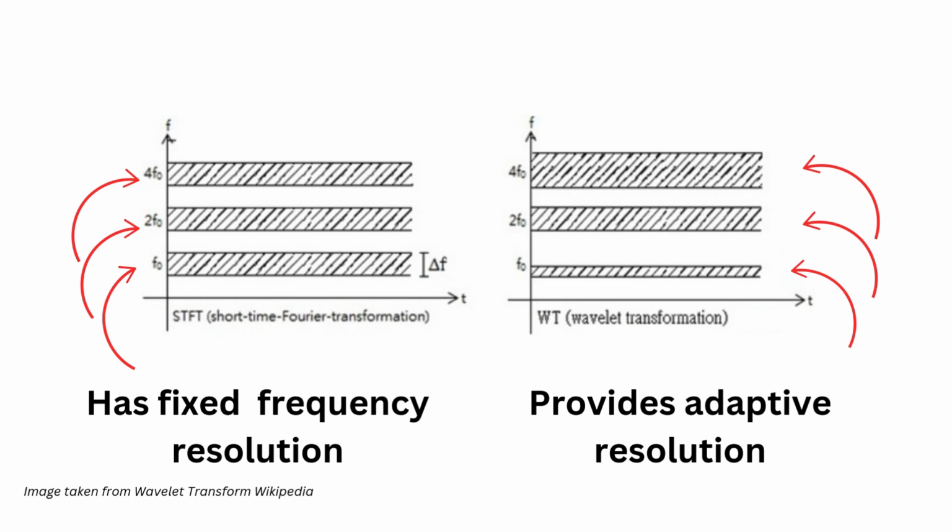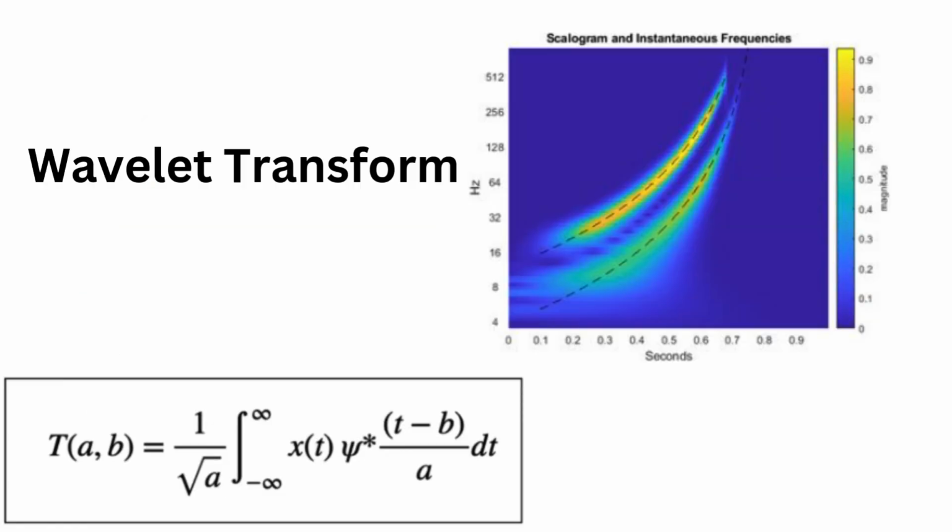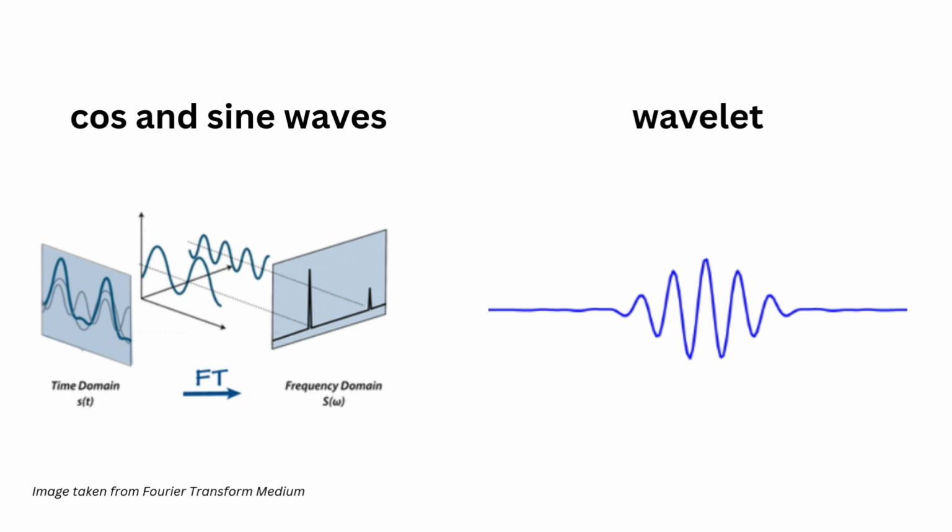So, how can we know both frequency and time information of a non-stationary signal? I introduce to you wavelet transform. Unlike the Fourier transform, which uses sinusoids as its basis functions, the wavelet transform employs wavelets.